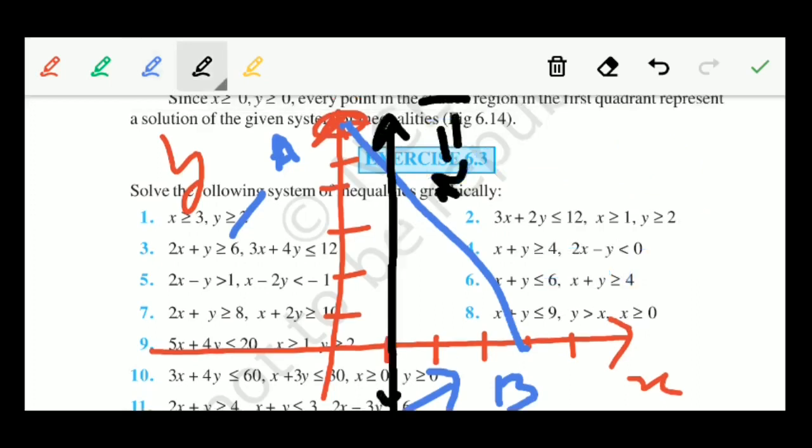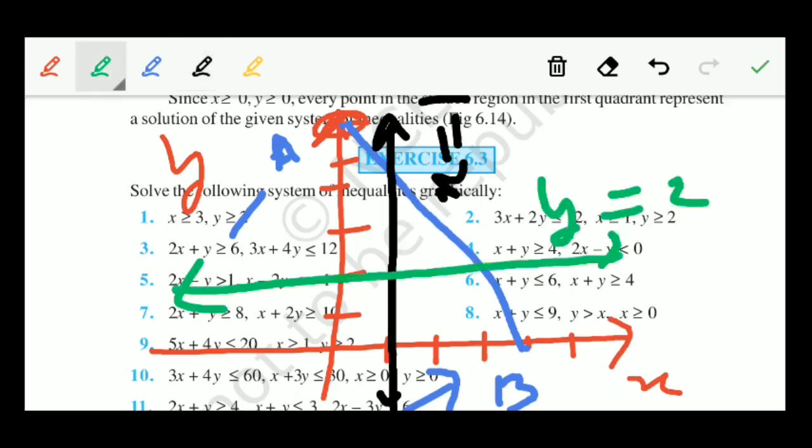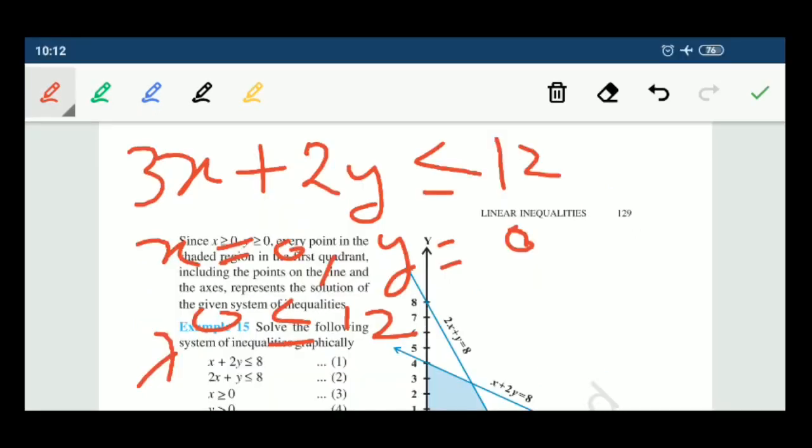The black line represents the graph of x equals 1, which is parallel to the y-axis, and the green line represents the graph of y equals 2, which is parallel to the x-axis. To check the solution of the first inequality, you put the value of x and y both as 0 in the given inequality, and after substituting you can see the left hand side is 0, which is less than or equal to 12.